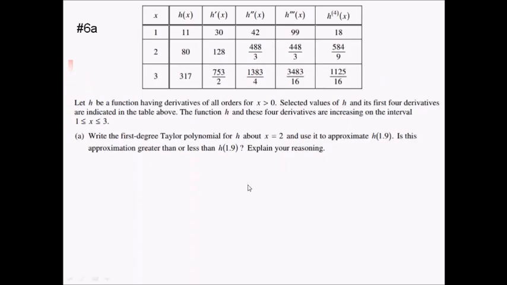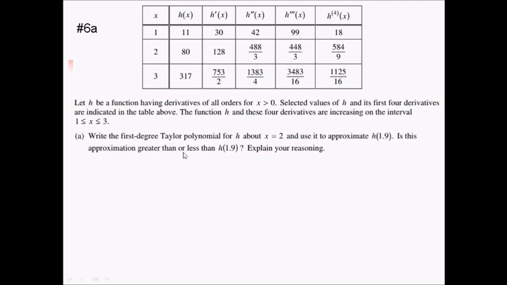For number 6, h is a function having derivatives of all orders for x greater than 0, and we've got some selected values of h and its first 4 derivatives in the table above. We are also told that h and the 4 derivatives are increasing on the interval from 1 to 3. So that might help us out later on. Let's keep going now for part A.